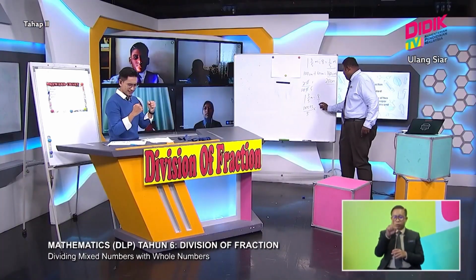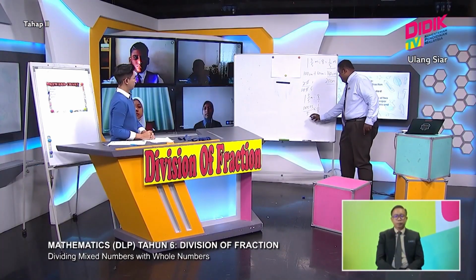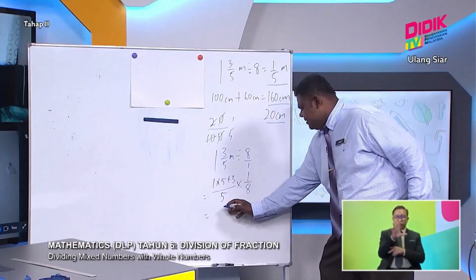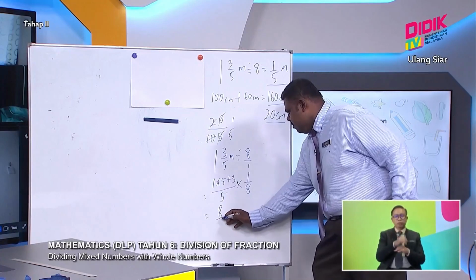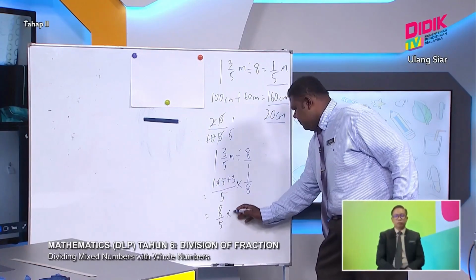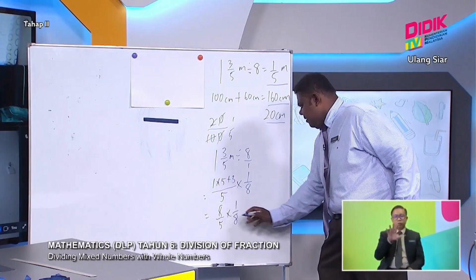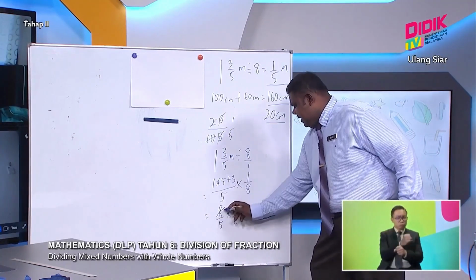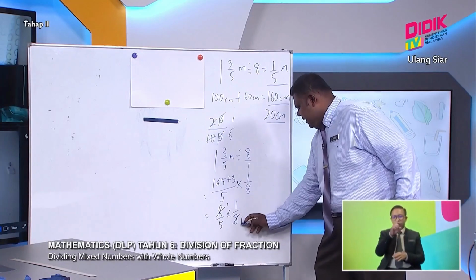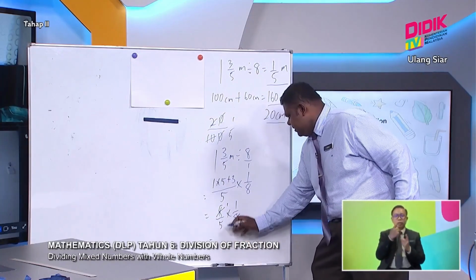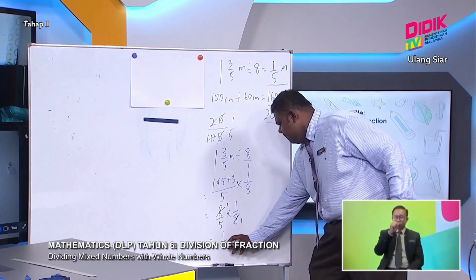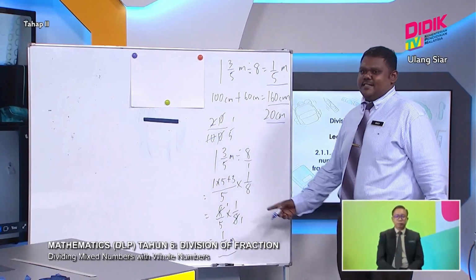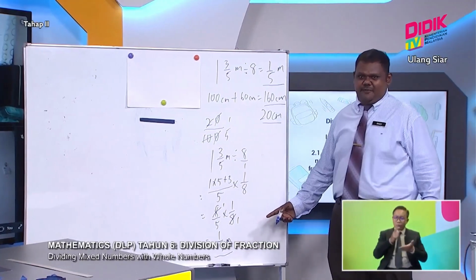Very good, 1 over 8. So 1 times 5 is 5, plus 3 is 8. So 8 over 5 times 1 over 8. Here I can simplify. 8 and 8, divide by 8, I get 1. Divide by 8, I get 1. So the answer is 1 over 5 meter. This is how you do the standard written method for this question.